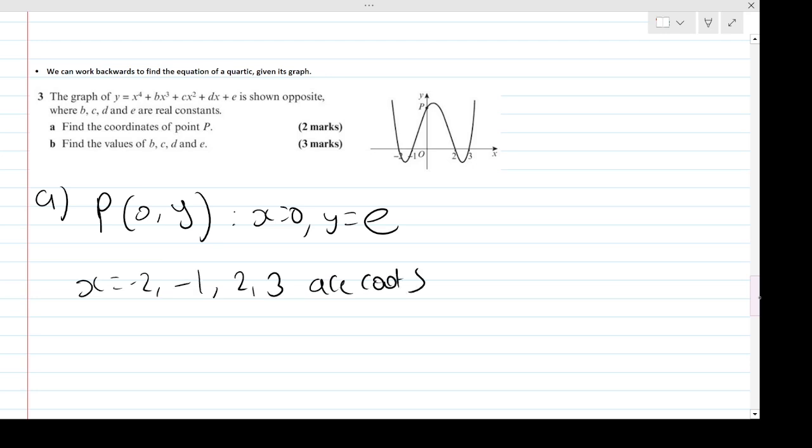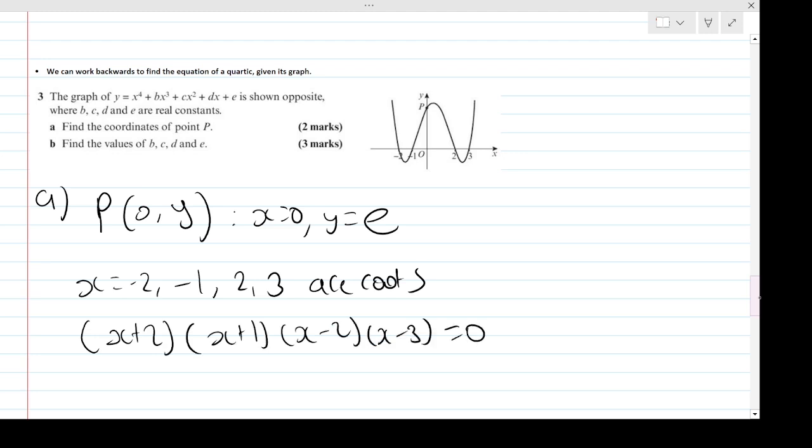Now remember, we can work backwards and put these as factors. If these are the roots, then we can have x plus 2, x plus 1, x minus 2, x minus 3, and that'd be equal to 0, because if we were to solve these factors, you'd get these roots. Okay, remember.